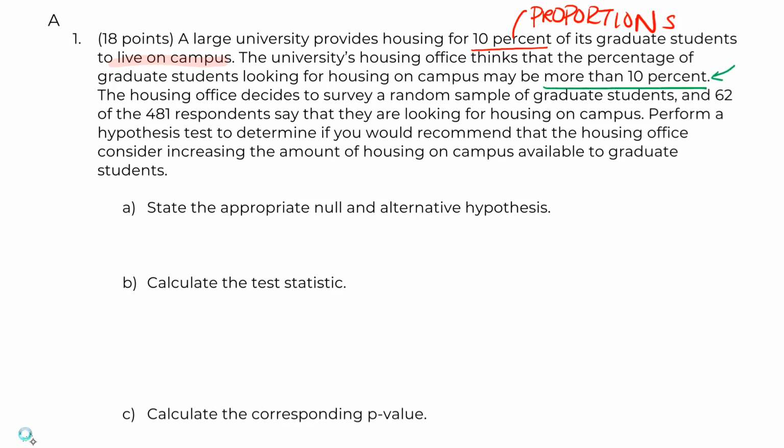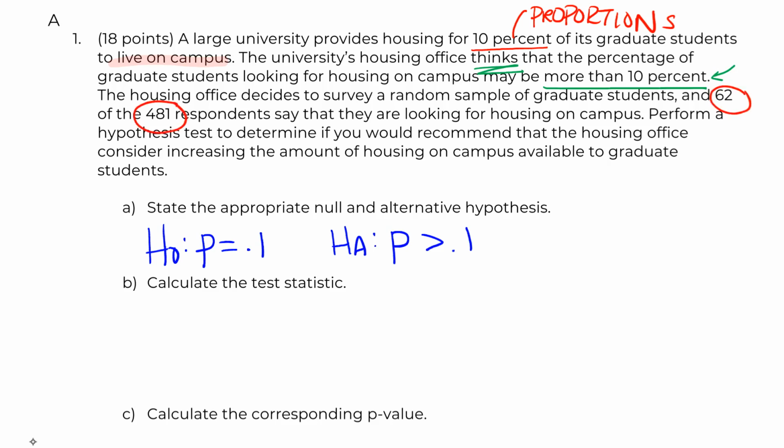So now I've got something about them thinking, which means we've got a claimed value and we've got a direction. So I already feel confident at this point to come in and write down these null and alternatives. So either the proportion of graduate students who live on campus is equal to 10% or it's more than 10%. All right, the housing office does a survey of random students, and now we've got our actual evidence.